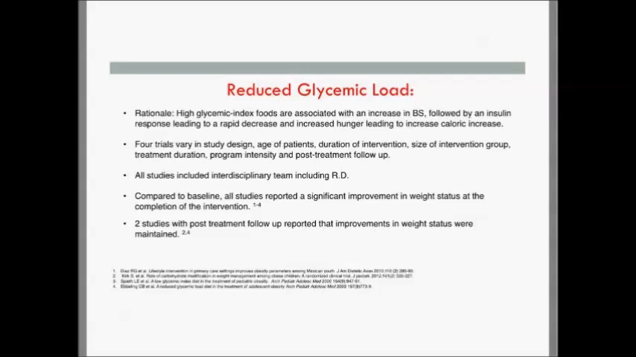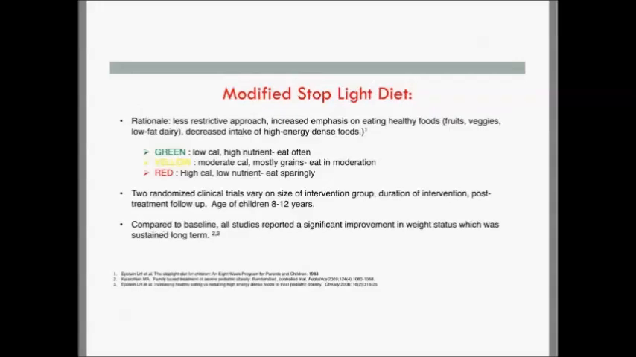So as far as this diet goes, there have been 4 trials, and they vary in design, age of patient, duration of intervention, size of the group, etc. But all of them included an RD, and compared to baseline, they all showed a significant improvement in weight status at the completion of the intervention. 2 of the studies had post-treatment follow-up and reported that there was improvement in weight status, and these improvements were maintained. So I think the take-home message from both of these studies is anything you can do to reduce, especially the starchy carbohydrates and sugar, is going to be very helpful from a weight loss perspective for children.